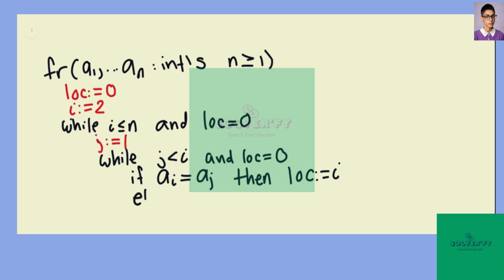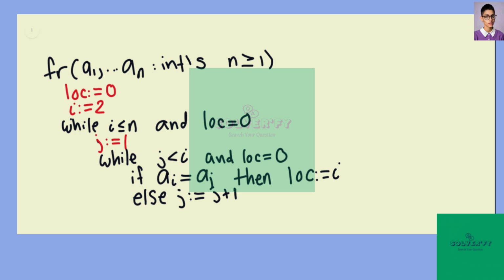And if that doesn't happen, if they never equal each other, that's just fine. Then we need to increase j, right? So j needs to increase up until it is 1 less than i. So let's set j equal to j plus 1.